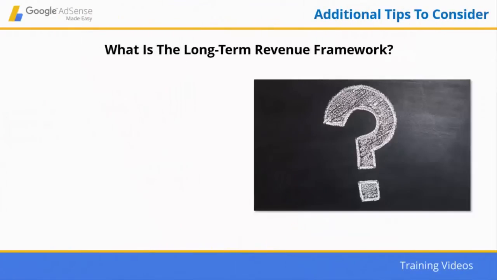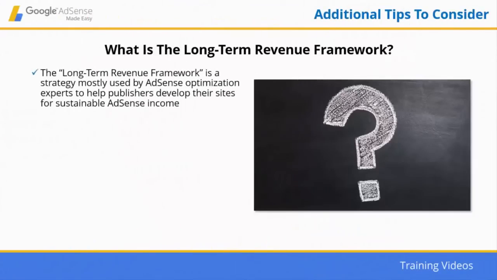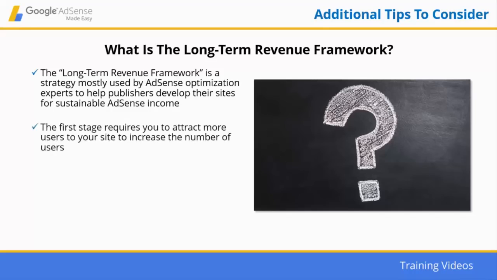What is the long-term revenue framework? The long-term revenue framework is a strategy mostly used by AdSense optimization experts to help publishers develop their sites for sustainable AdSense income. It is a framework that encompasses 4 stages that have 2 objectives: increase number of users and increase revenue per user. The first stage requires you to attract more users to your site to increase the number of users.